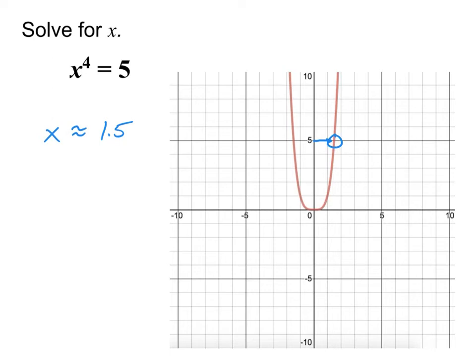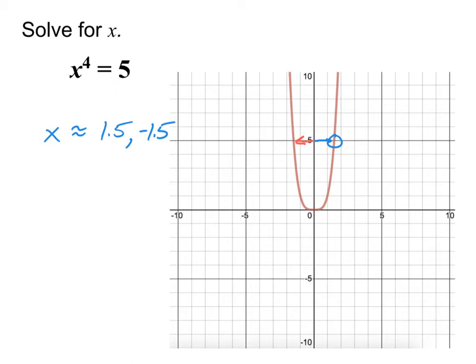But you'll notice that there's a little bit of an issue with our graph, because if I look over to the left from there, there's actually another point where I hit a y value of 5. That is also a solution. How do I need to account for it? Well, there's another little rule here: anytime you take the 4th root of both sides of an equation, you have to account for both the positive and the negative versions of your answer. So x here would equal about 1.5 and negative 1.5.